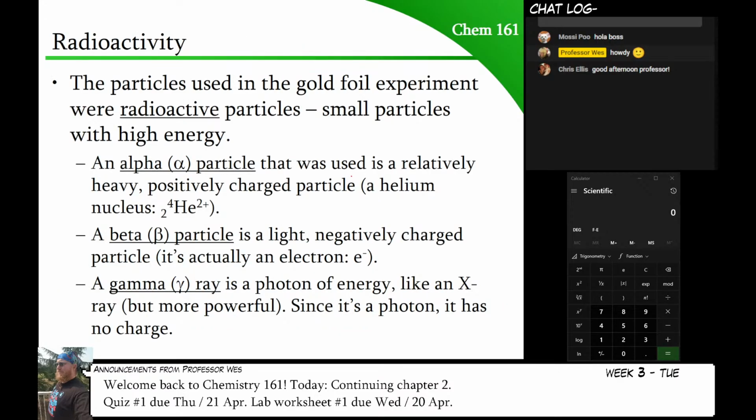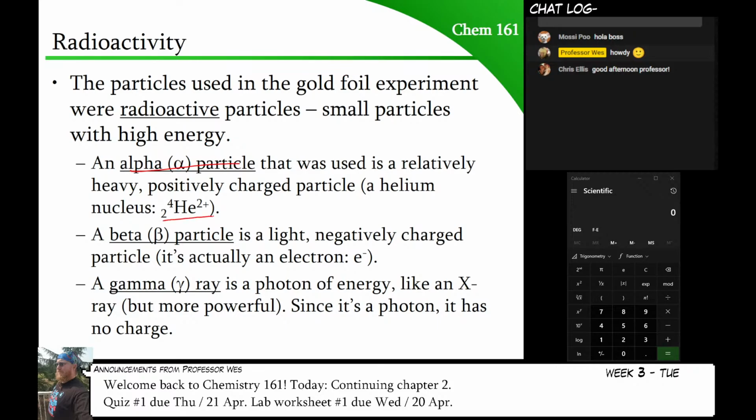All right. Now, just a brief primer on radioactive particles. We're not really going to touch on radioactive particles again until Chapter 20, which is Chem 163, and I'll review these then if we get to that point in that class. But here are the particles that were used in the experiment. Well, one of the particles that was used in the experiment. That was the alpha particle. What is an alpha particle anyway?